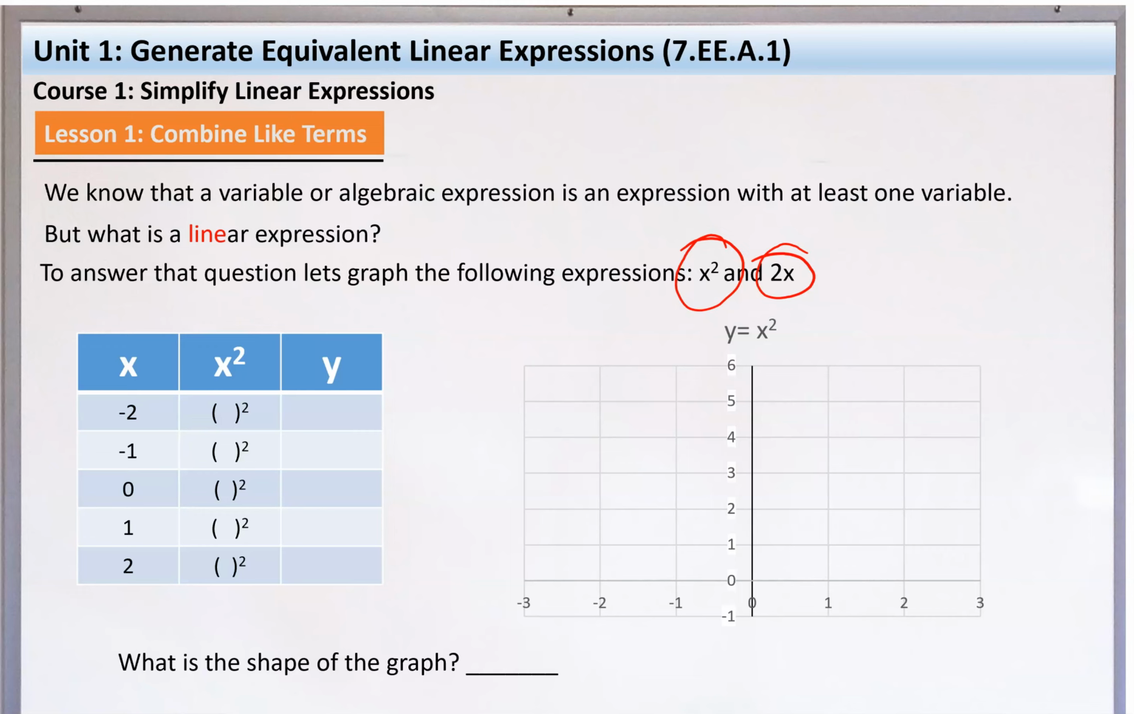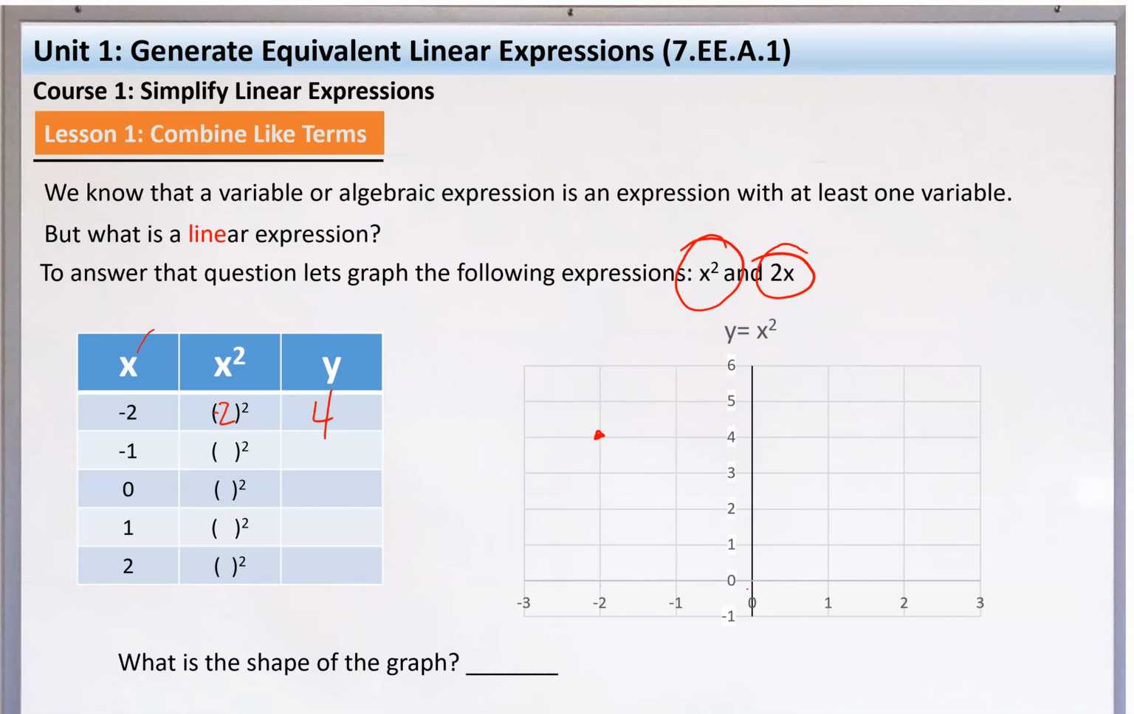So just to help you out, this is x, your input, and you're going to square it, and you're going to get y, which is 2 squared is 4, negative 2 squared is 4. So if you go negative 2, your answer is 4. So go ahead and finish that for me, please, and tell me what the shape of the graph is.